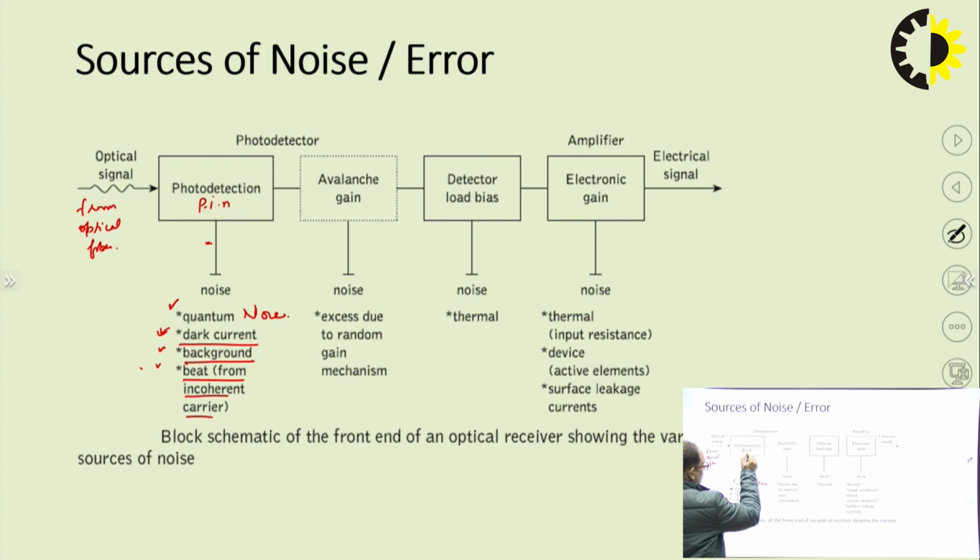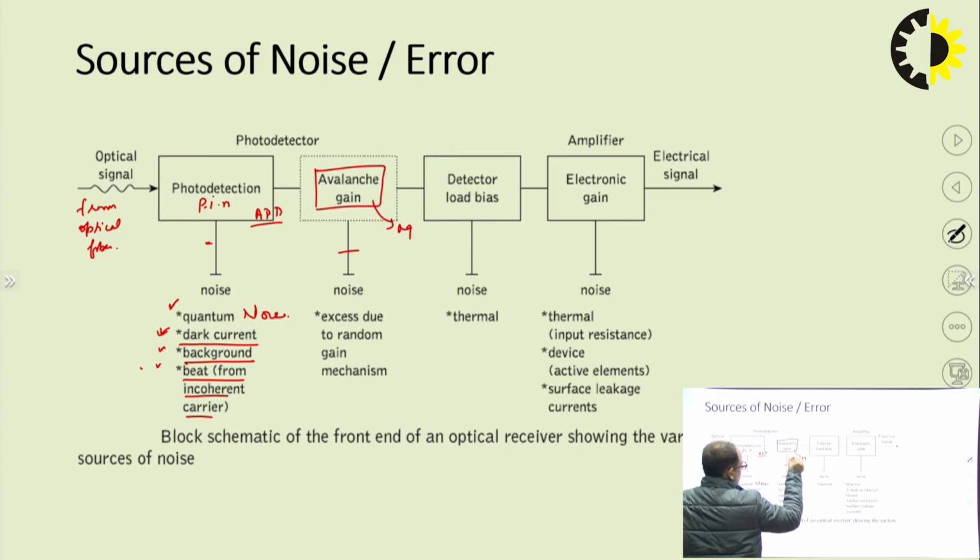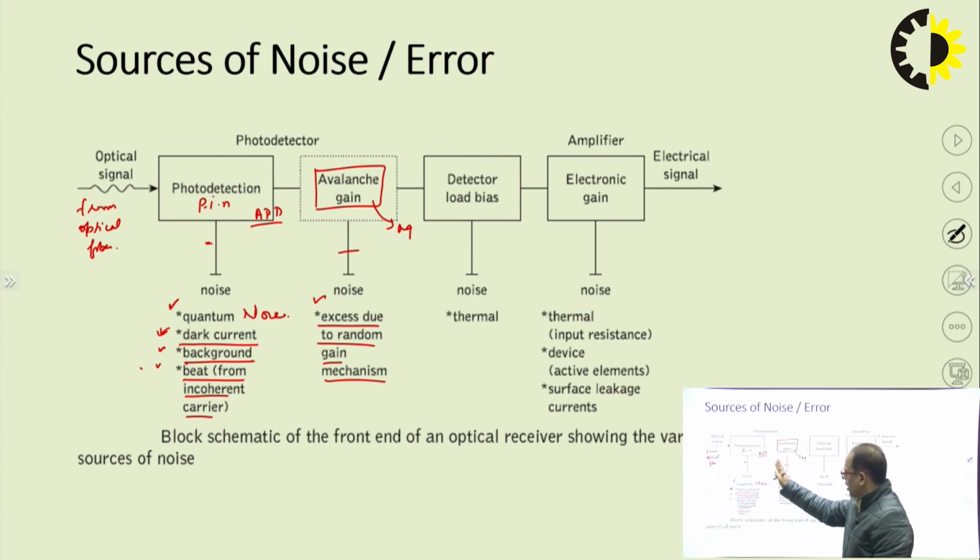And when this photodiode is an APD, then these noises occur along with the noise due to the avalanche gain, that is noise due to the multiplication factor M, and that noise is excess noise due to the random gain mechanism. Clear?